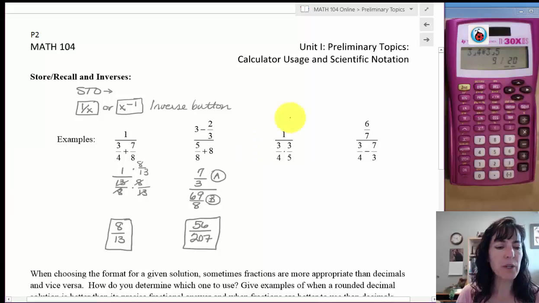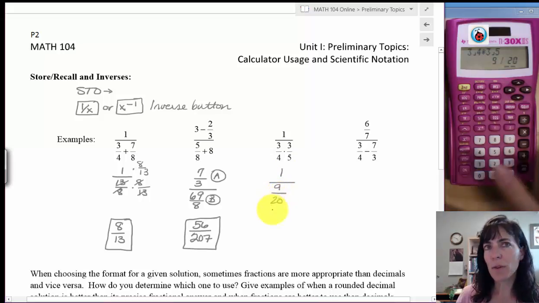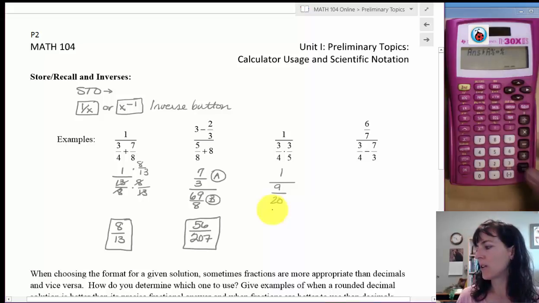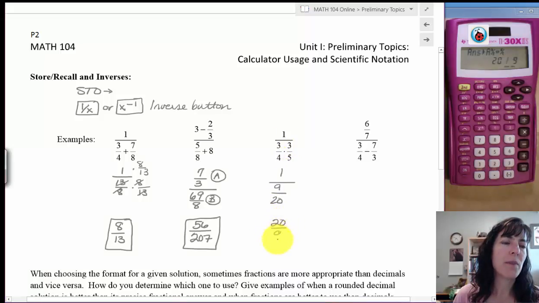That gives me 9/20. I want to write that down. I have 1 over 9/20. And now I can just use my inverse button. It automatically goes onto my previous answer and then push enter. And I'll convert that into an improper fraction, and it is 20 over 9.